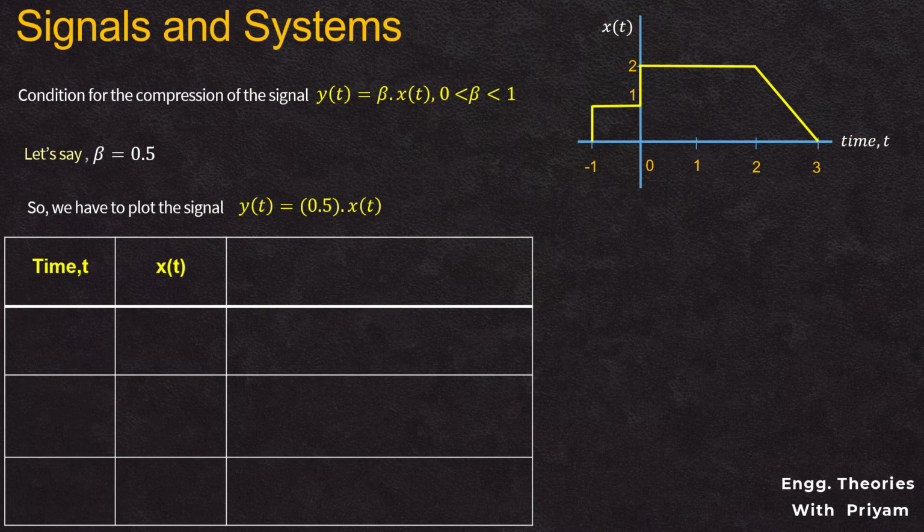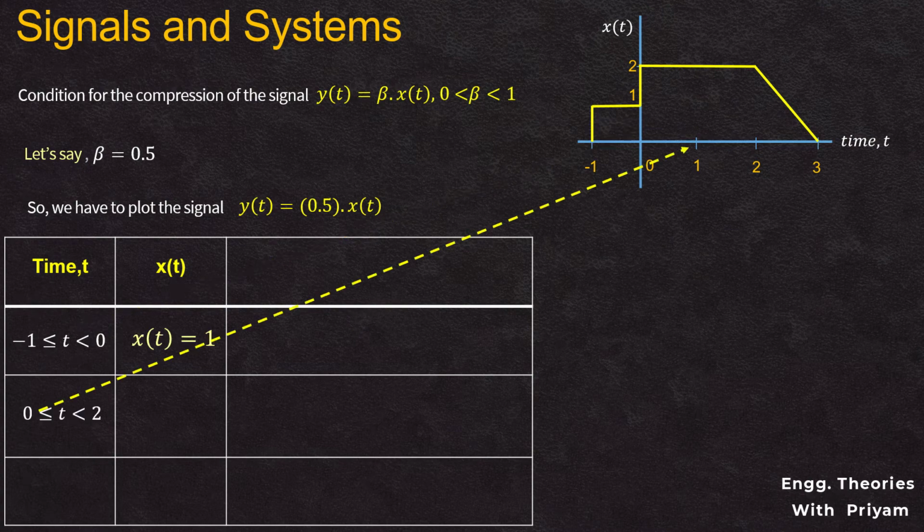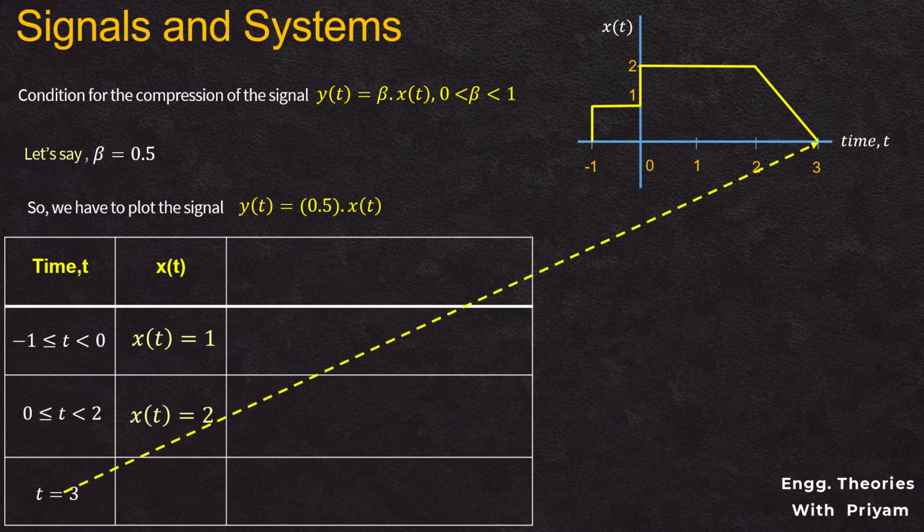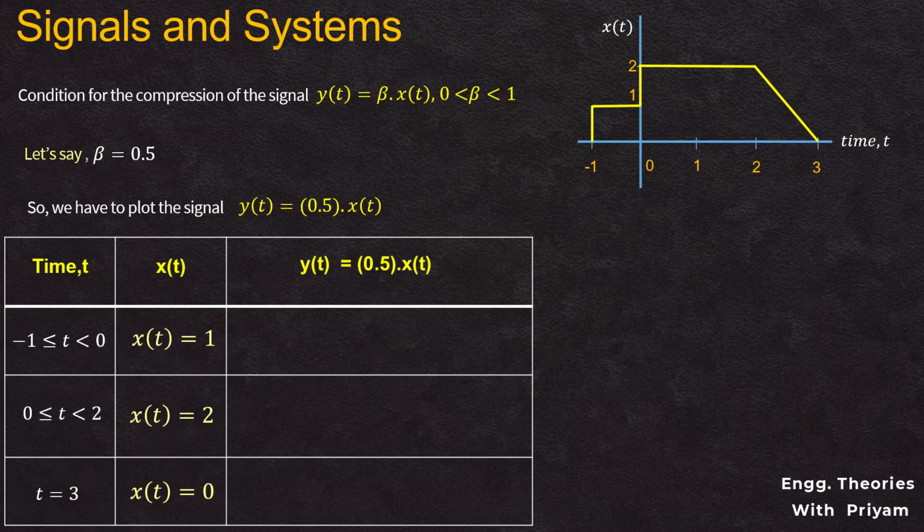As we are performing amplitude scaling, we need to consider only those time instants where the amplitude of the signal is different. So, when the time t is greater than or equal to -1 and less than 0, then the amplitude of the signal x(t) is equal to 1. And when the time t is greater than or equal to 0 and less than 2, then the amplitude of the signal x(t) is equal to 2. And when the time t is equal to 3, then the amplitude of the signal x(t) is equal to 0. Now let's determine the value of y(t), which is the amplitude scaled version of the signal x(t). In order to plot y(t), we need to multiply the amplitude of x(t) by 0.5 for these time instants.